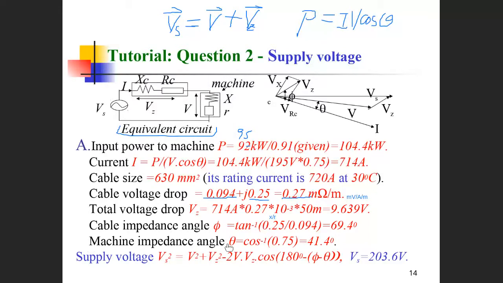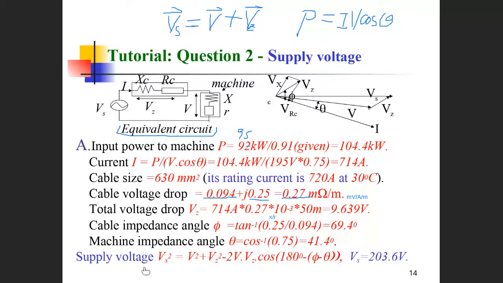Similarly, the machine's impedance angle can be retrieved from its power factor, which is given as 0.75. So the machine's impedance angle is 41.4 degrees. So the theta is estimated as 41, and the phi here is estimated as 96.4. Therefore, the supply voltage, the source voltage, is the sum of the load voltage V plus the Vz, which is a vector sum. Because with the impedance angle and the voltage drop, one can change the values into complex number forms, or just use the pointer forms.